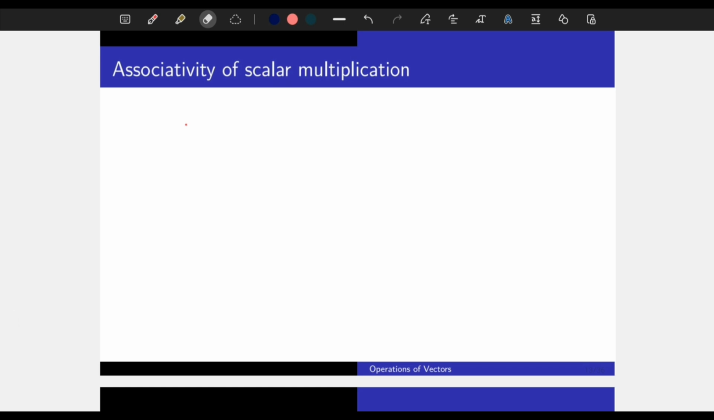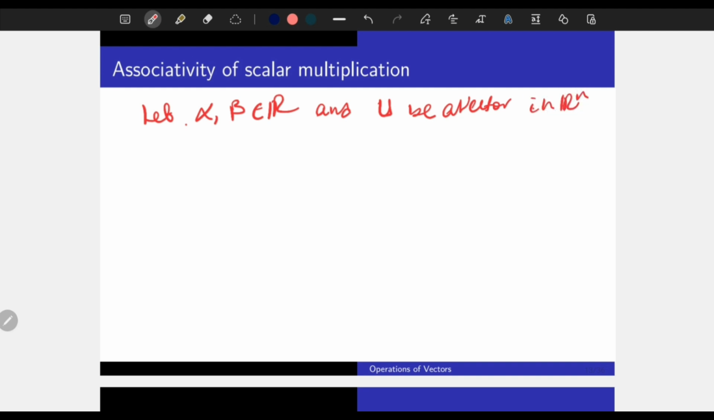Let's look at the associativity of scalar multiplication. So let alpha and beta be two real numbers, and let u be a vector in Rn. Then the claim is we need to show that alpha times beta u is the same as alpha times beta times u.